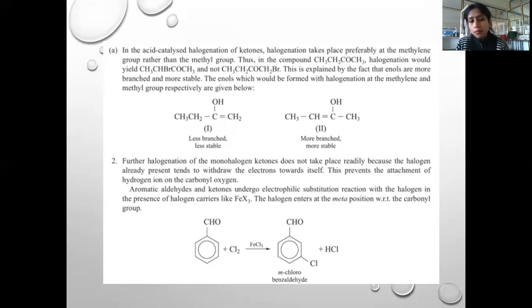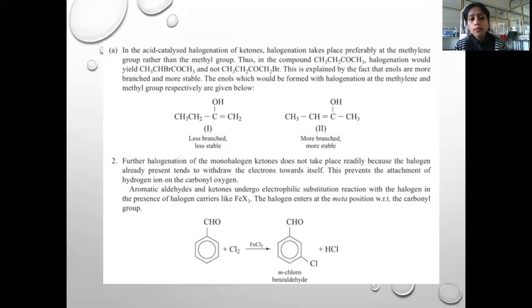Now the next important observation is that halogenation of the monohalogen ketones does not take place readily. Why? Because the halogen already present tends to withdraw the electrons towards itself. So it is found that normally monohalogenation will take place, and then in the case of ketones, when one group has already been substituted by halogen, further halogenation is not possible. Because there is already a halogen group present, it will tend to withdraw the electrons towards itself. So this prevents the attachment of the H plus on the carbonyl oxygen.